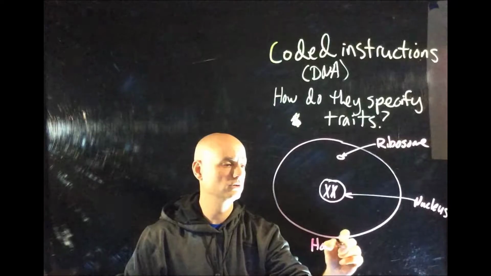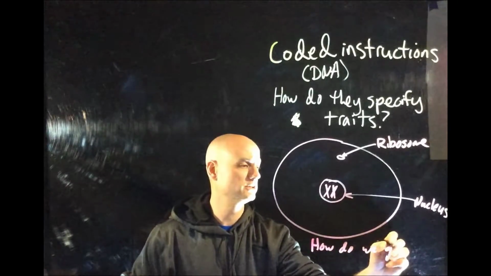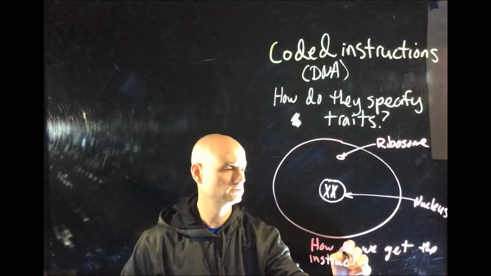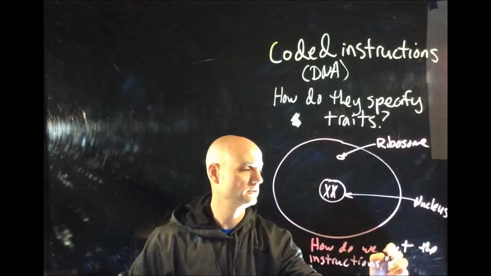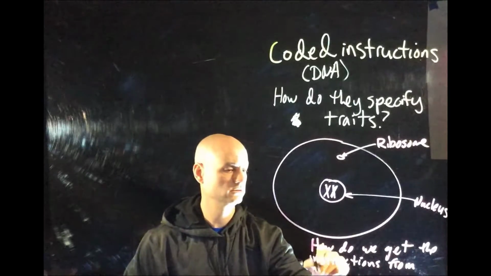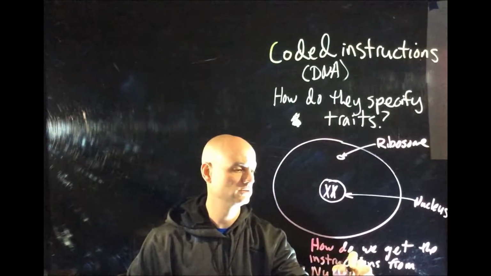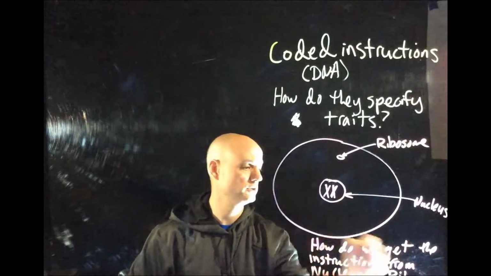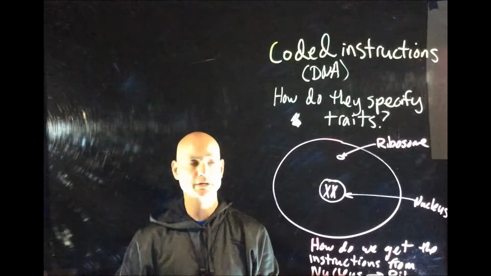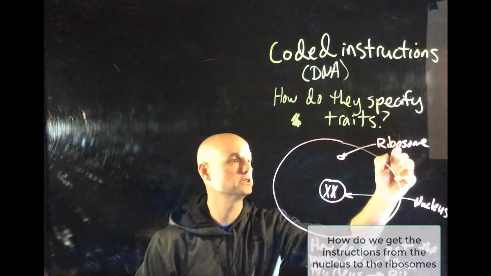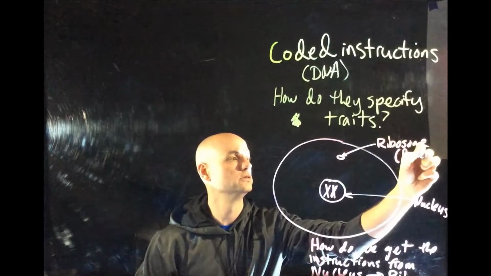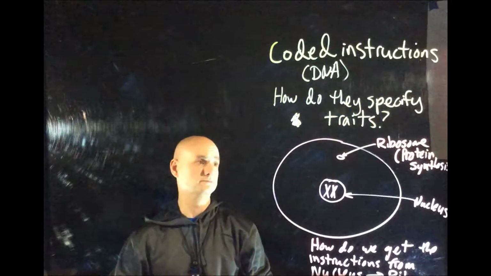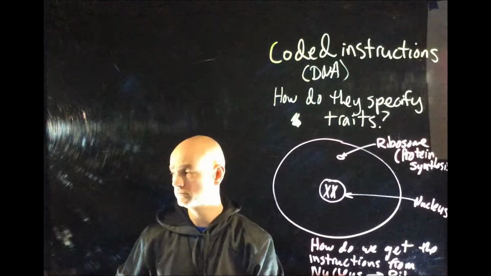How do we get the instructions from the nucleus to the ribosome? Because the ribosome is where the action is happening. That's where protein synthesis takes place. So we're going to need an intermediate. We're going to need something to carry the message over.